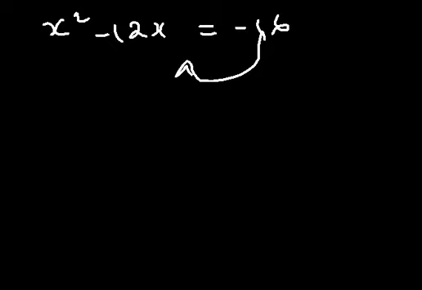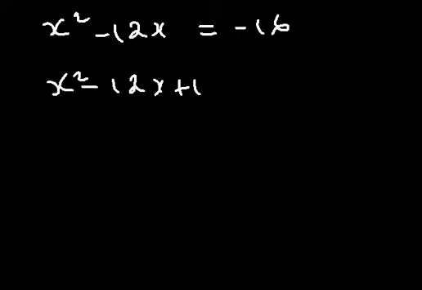Let's say we have x squared minus 12x, which is equal to negative 16. In this case we have to bring the negative 16 to the other side to have it in the general form of the quadratic equation. So have it as x squared minus 12x plus 16, which is equal to 0.